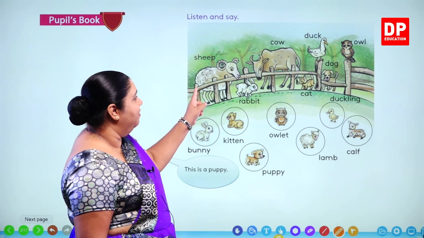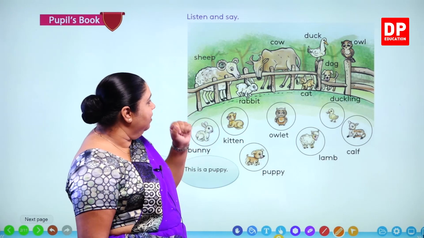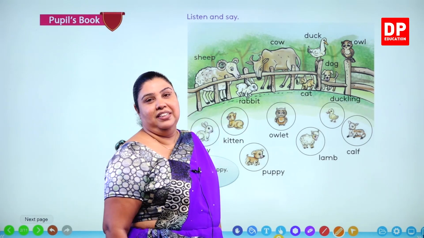So here we have the sheep. Then we have the rabbit.